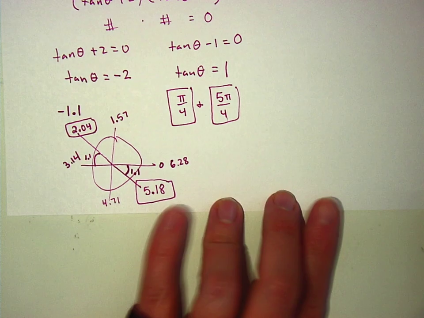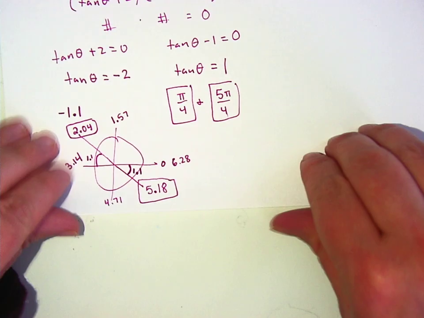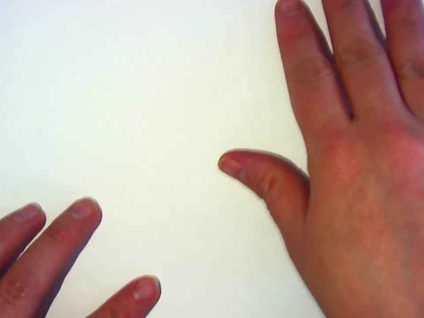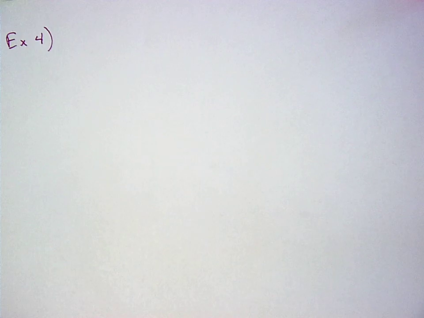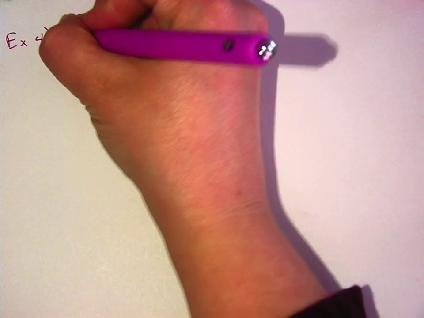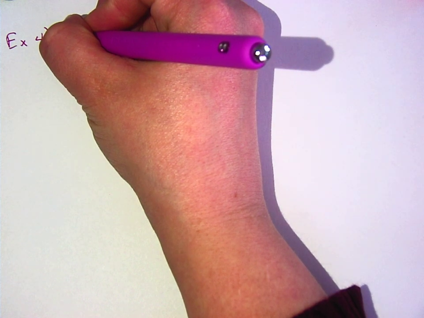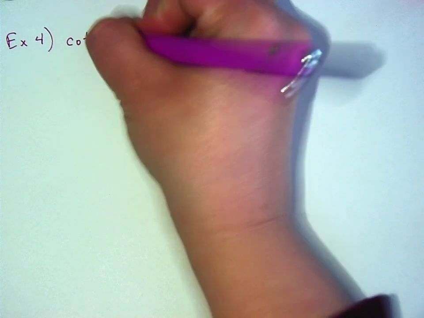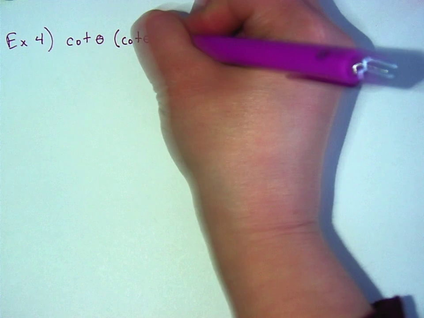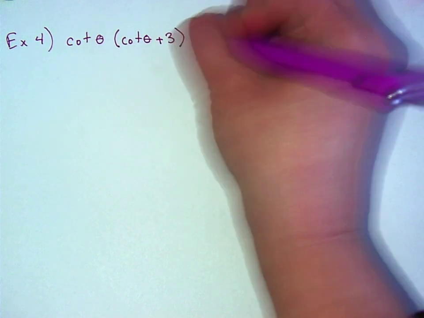All right, we got one more that we're going to try. Okay. Cotangent theta times cotangent theta plus 3 parentheses equals 1.